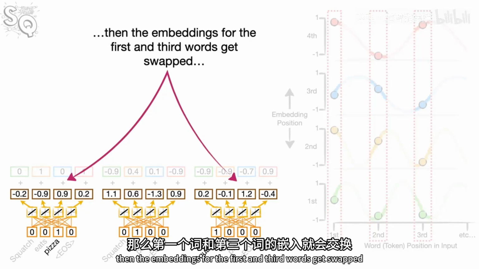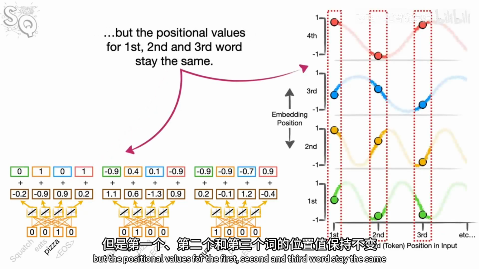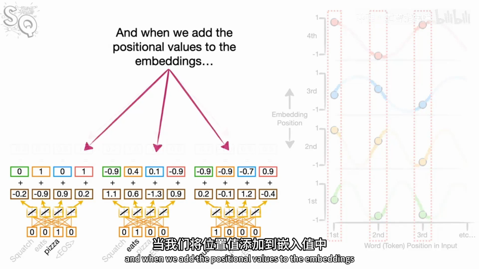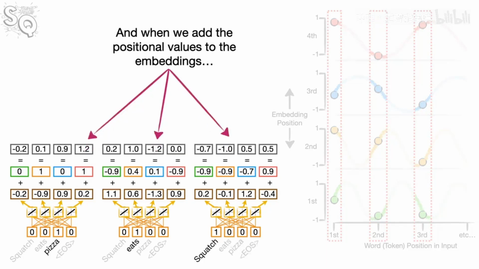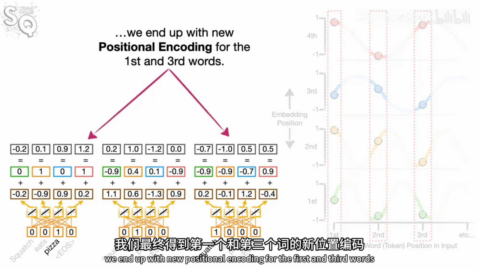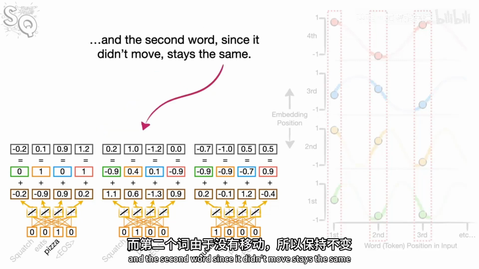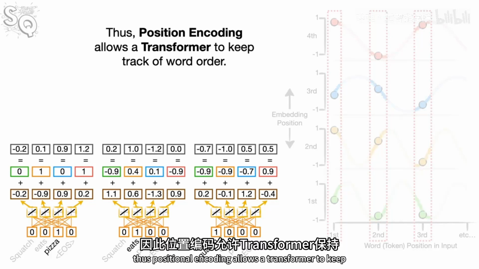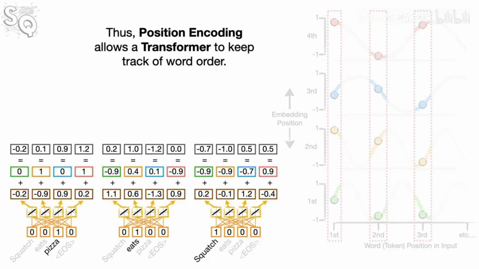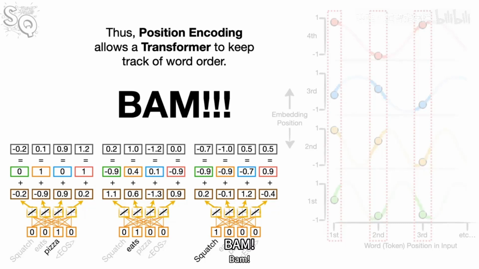Note, if we reverse the order of the input words to be "pizza eats Squatch," then the embeddings for the first and third words get swapped, but the positional values for the first, second, and third word stay the same. And when we add the positional values to the embeddings, we end up with new positional encoding for the first and third words. And the second word, since it didn't move, stays the same. Thus, positional encoding allows a transformer to keep track of word order.